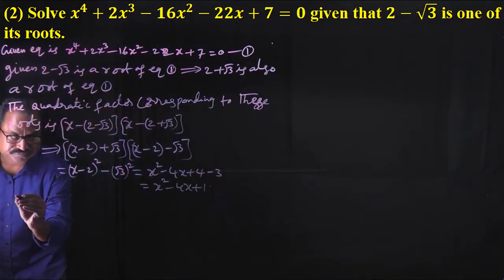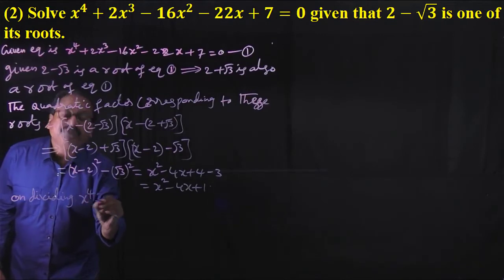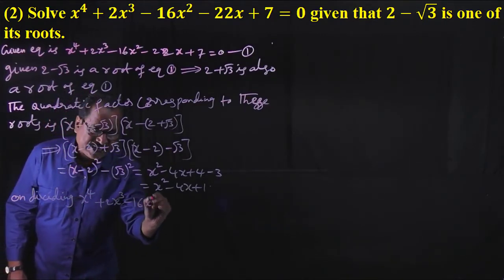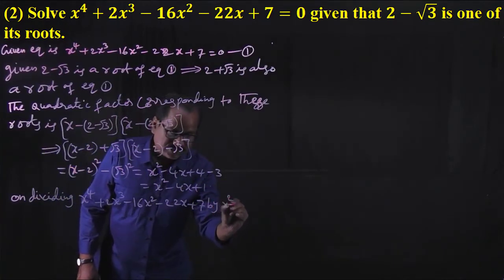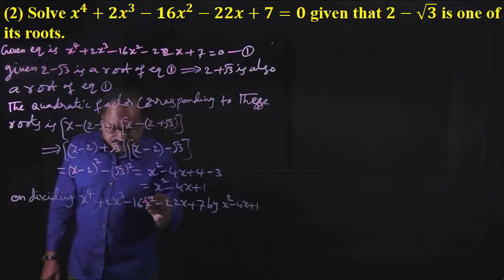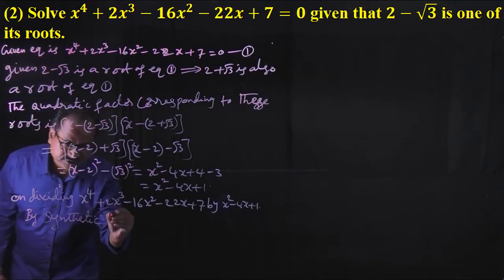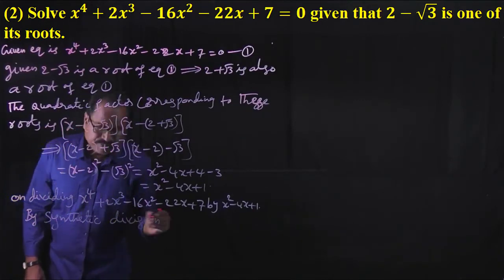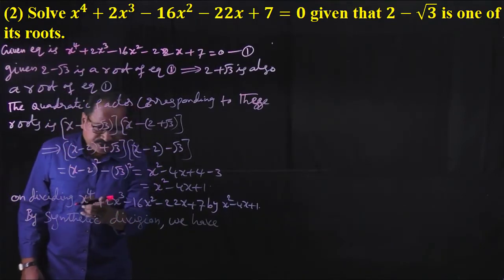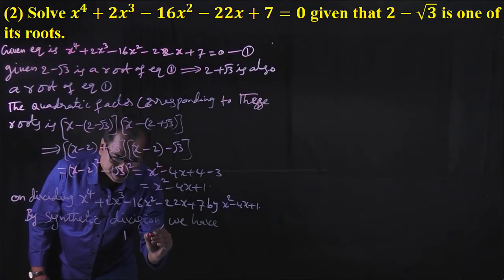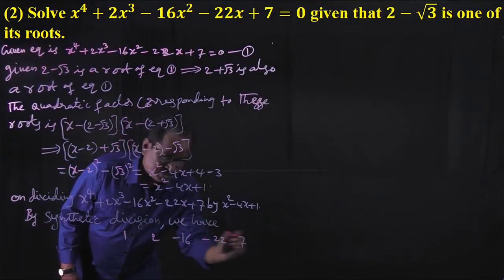On dividing x power 4 plus 2x cube minus 16x square minus 22x plus 7 by x square minus 4x plus 1 by synthetic division, we have coefficient of x power 4 is 1, coefficient of x cube is 2, coefficient of x square is minus 16, coefficient of x is minus 22, constant is 7.